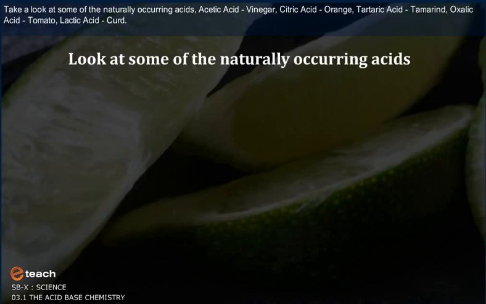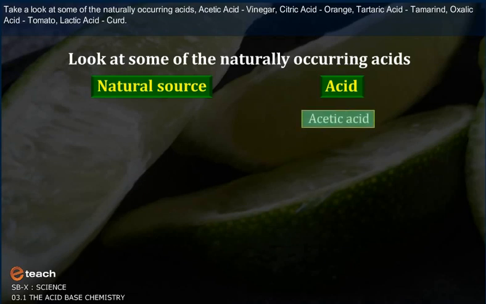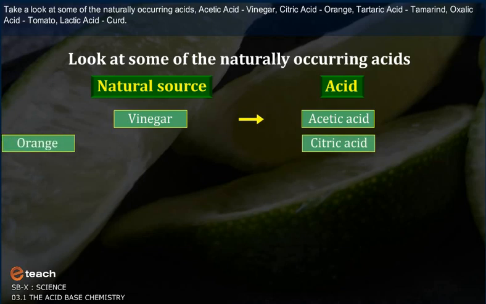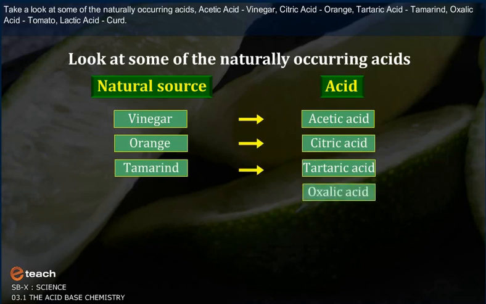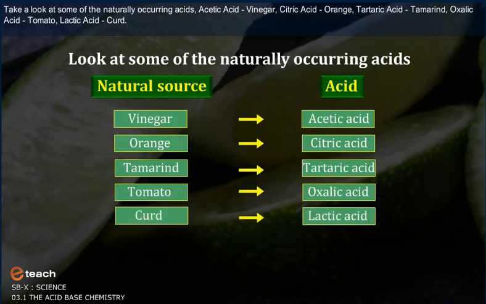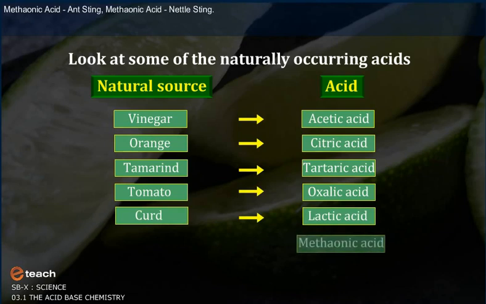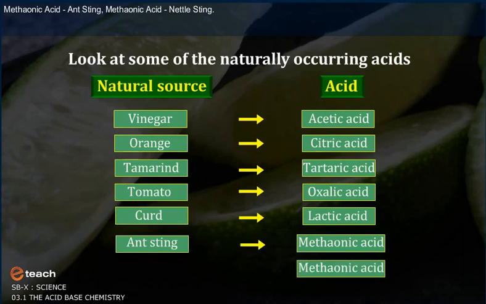Take a look at some of the naturally occurring acids. Acetic acid is present in vinegar, citric acid in orange, tartaric acid in tamarind, oxalic acid in tomato, lactic acid in curd, methanic acid in ant sting. Methanic acid is also present in nettle sting.